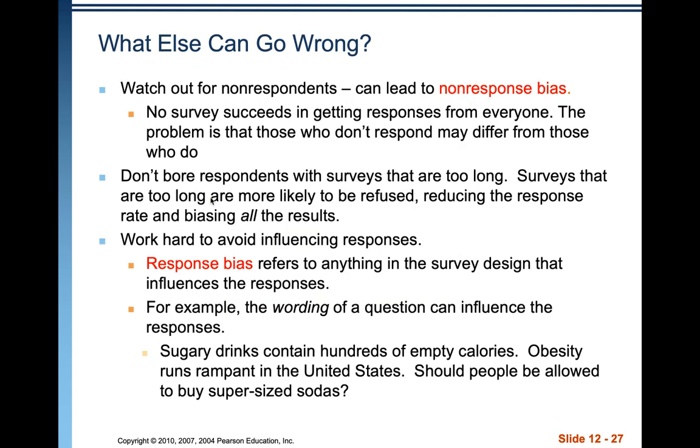Okay, more stuff can go wrong. If the people who refuse to answer your survey have opinions or measurements in common that differ from those who are willing to respond, then you can have what's called non-response bias. Where you're not leaving them out, like with the sampling frame problem, but they're refusing to answer, and so you're not going to get information from people similar to those who are refusing to answer.